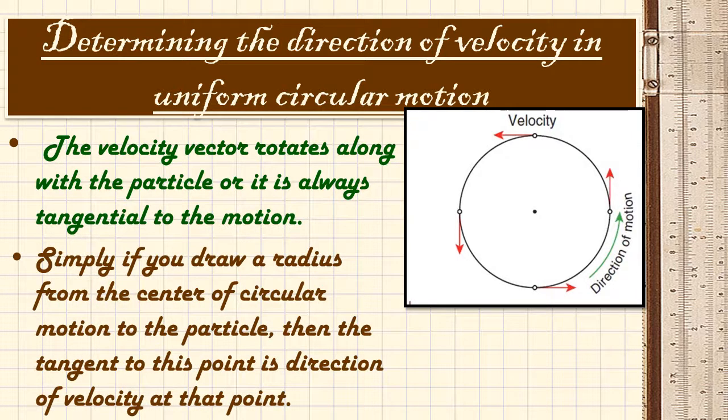Simply, if you draw a radius from the center of the circular motion to the particle, then the tangent at this point is the direction of velocity at that point, and it is also called the tangential velocity. So the velocity will always be tangent to the circular path of the object which is revolving. It means that when an object moves along a circular path, the direction of its motion is changing at every point. So students, this is how to determine the direction of velocity in uniform circular motion.